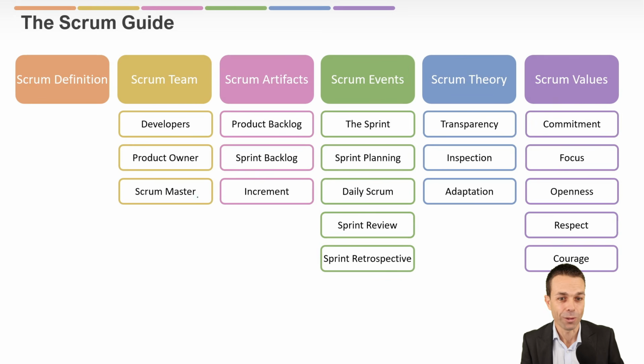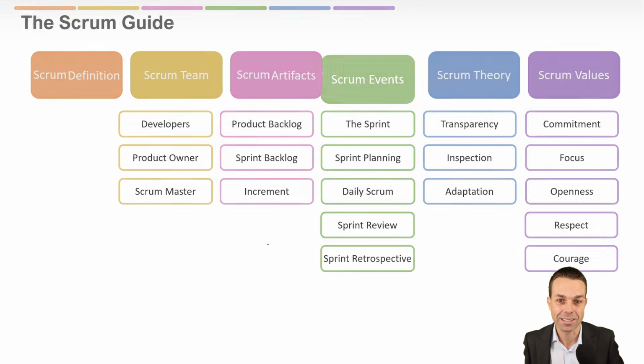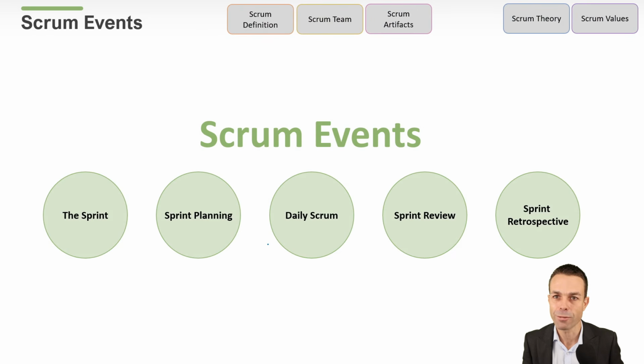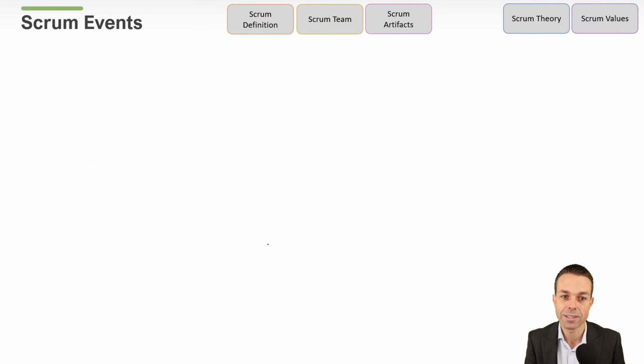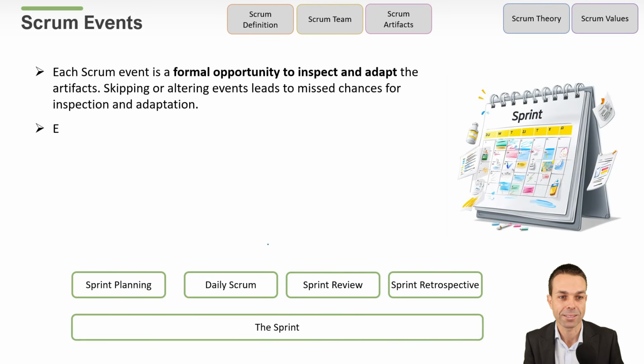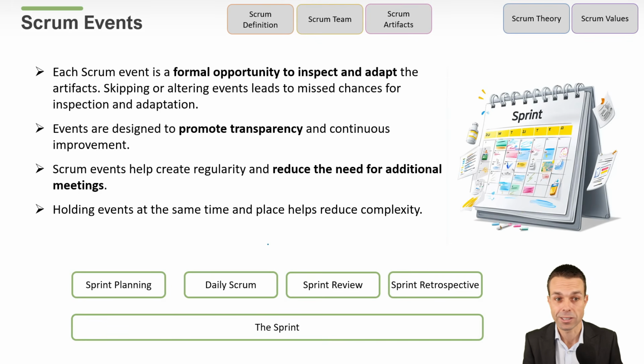And that's all of our Scrum artifacts. So who is doing Scrum? What are we delivering? Now it's time to get into how are we delivering it, the Scrum events themselves. And we've seen a little bit of these already, but here's a brief overview. Each Scrum event is a formal opportunity to inspect and adapt the artifacts. Skipping or altering events leads to missed chances for inspection and adaptation.